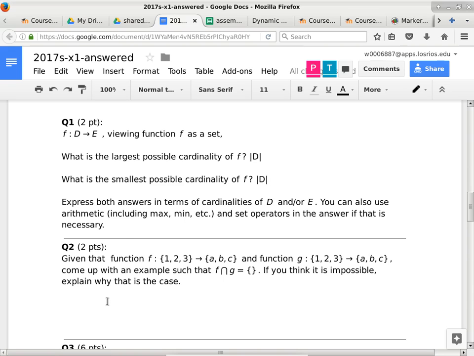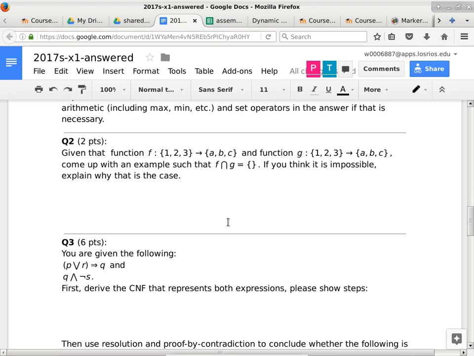Okay. So moving on to question number 2. This time I spell out what the domain and the codomain are. The domain is the numbers 1, 2, 3, and the codomain is the letters A, B, and C. And function G has exactly the same domain and the same codomain.